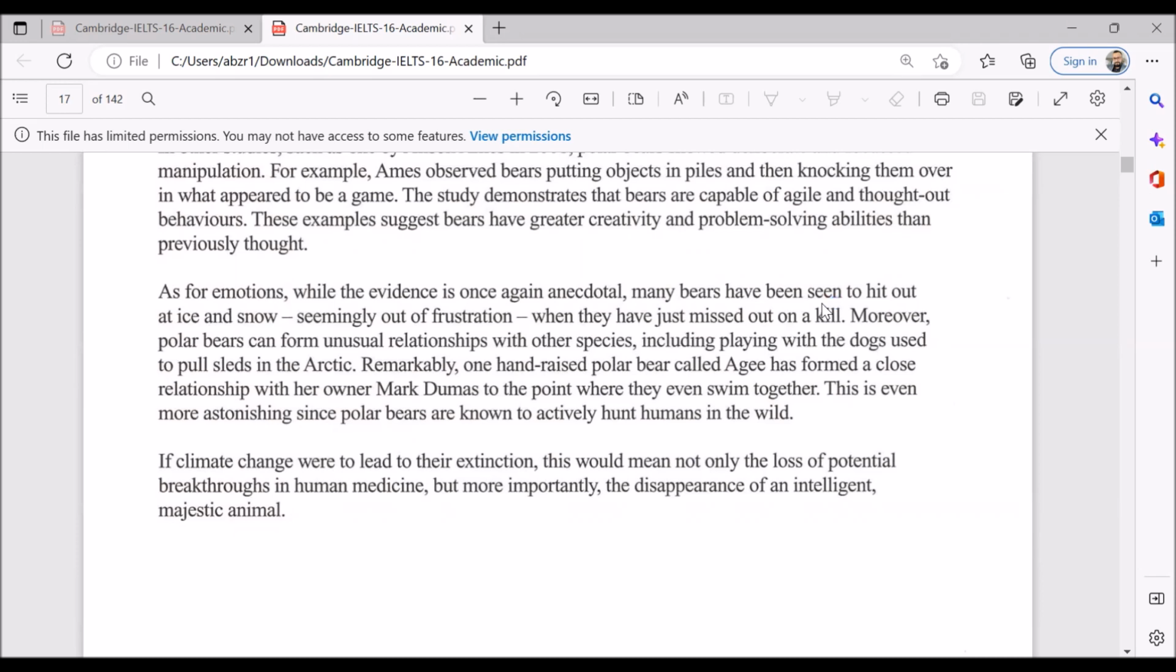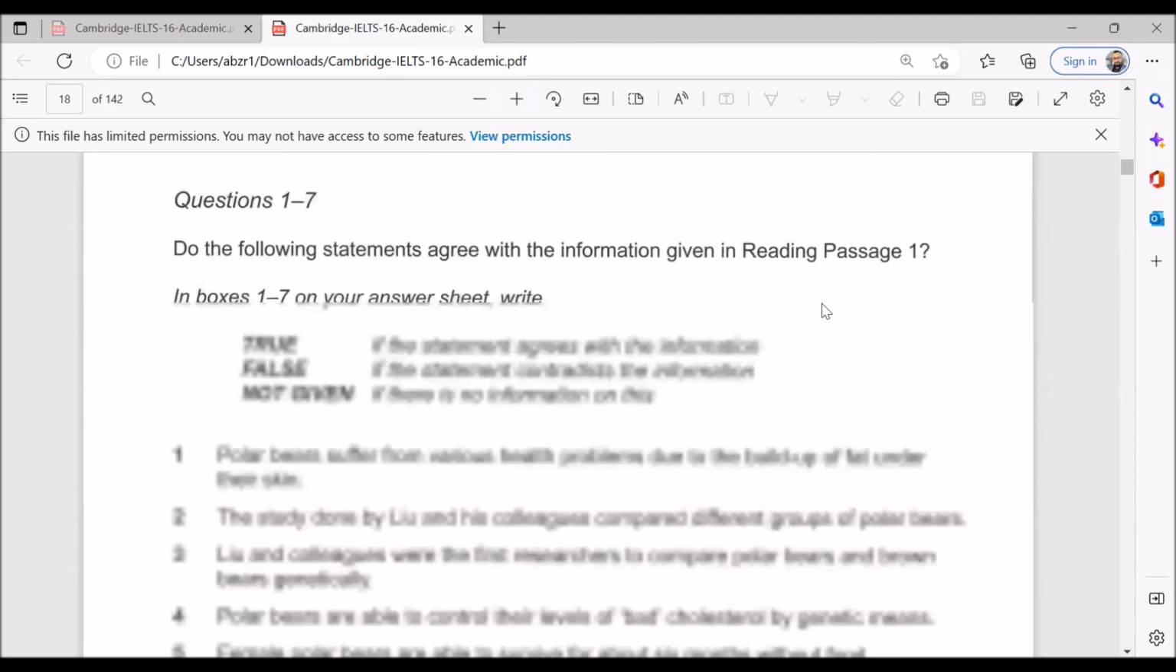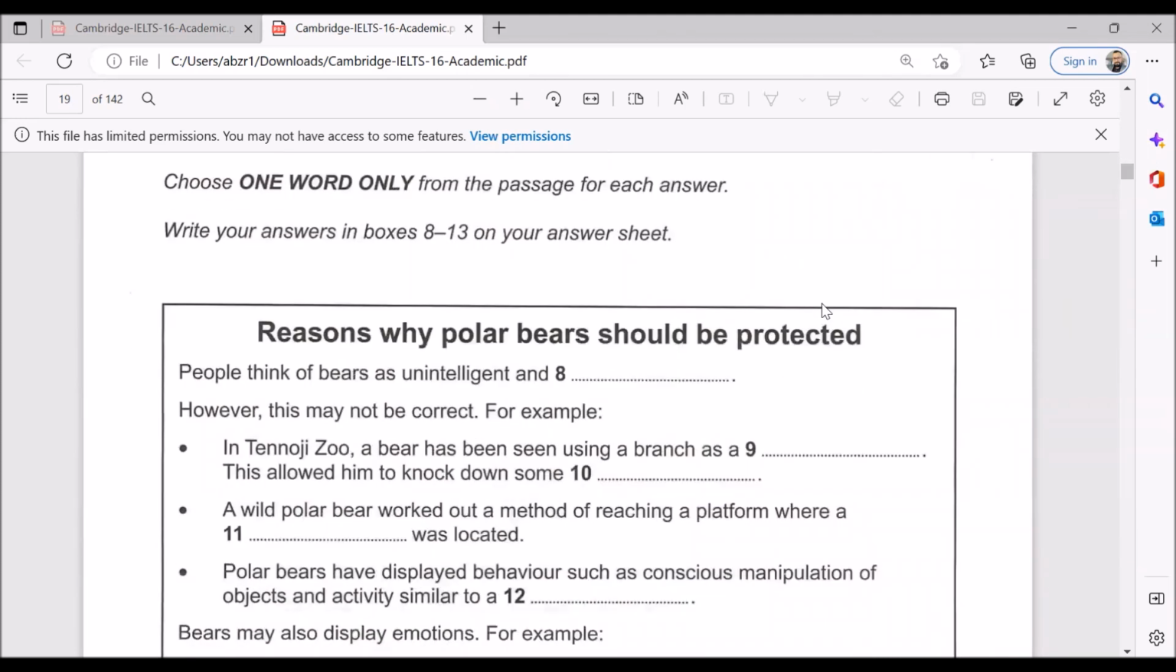The first thing is to create the connection between the question and the passage where the answer is located. First thing is to try to locate the answer. Once you are able to do that, once you find the location of the answer, the second thing would be that you would have predicted the answer already. Just like in question number 8, we were saying that people think of bear as unintelligent and dash. Dash would be a negative word. You have predicted the word. You will be looking for that one noun which is going to give you the answer.